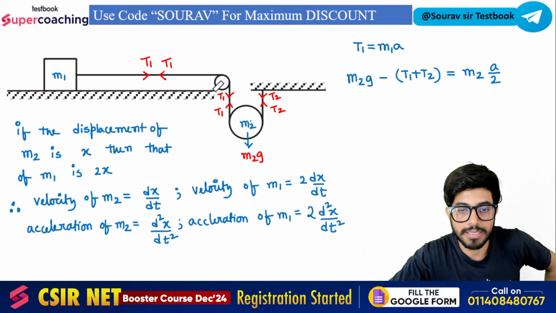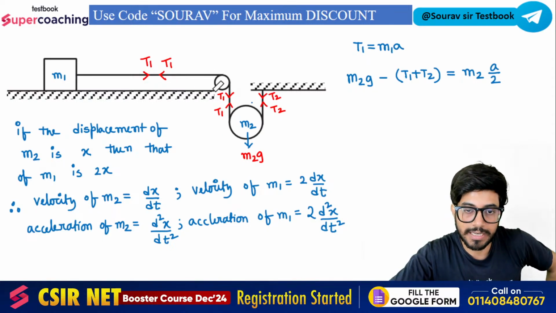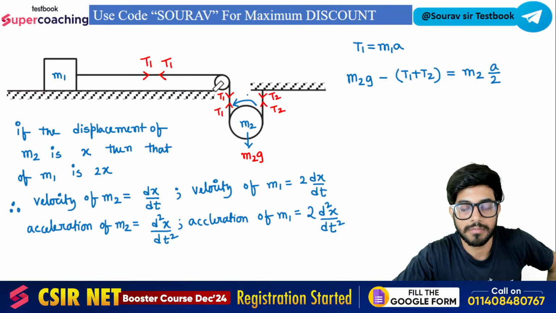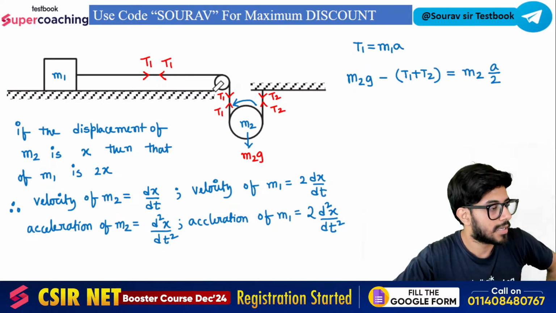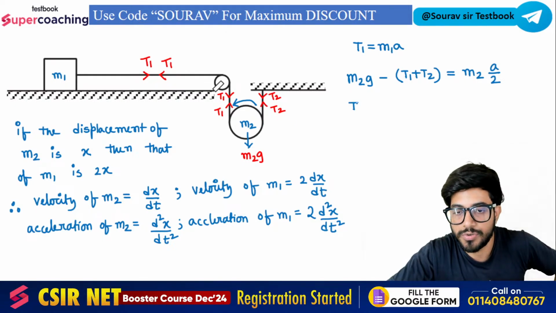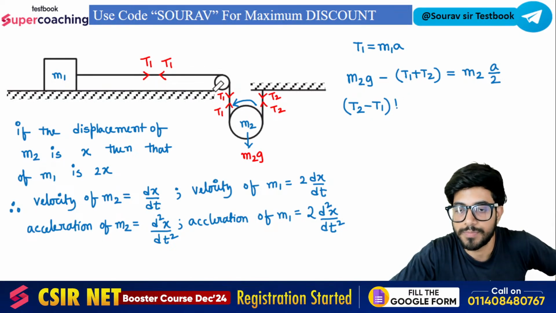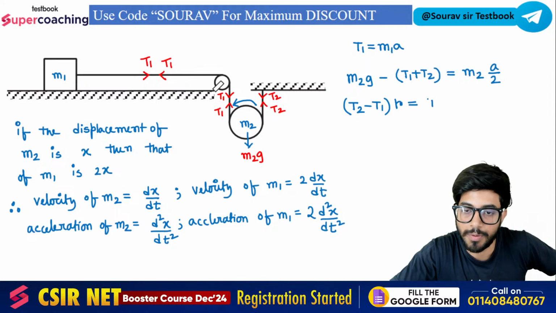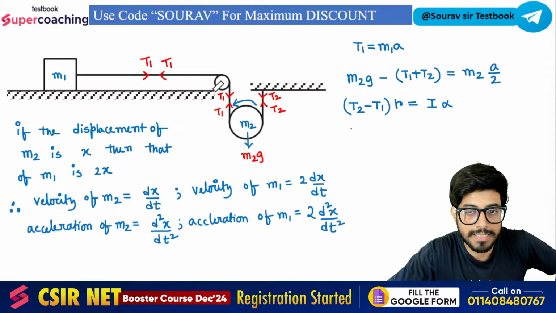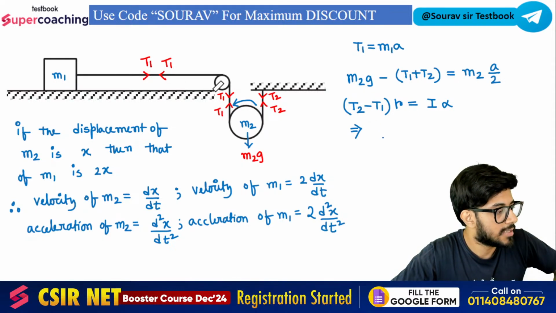So which one is greater? T2 is coming in the downward direction, so basically it has a rotational tendency along this direction, right? So T2 is greater in magnitude. So T2 minus T1 into the radius of this pulley, that is R, should be equal to its moment of inertia into alpha. Okay, that means I can write T2 minus T1.